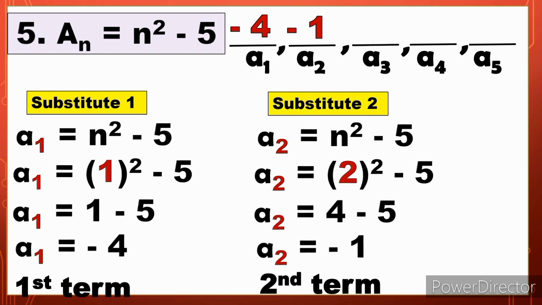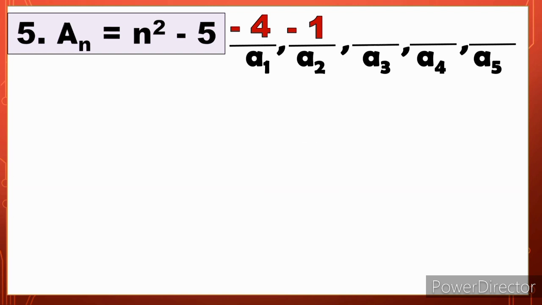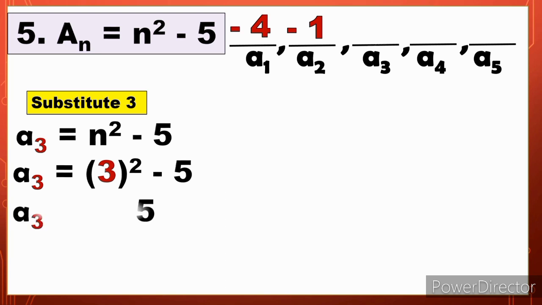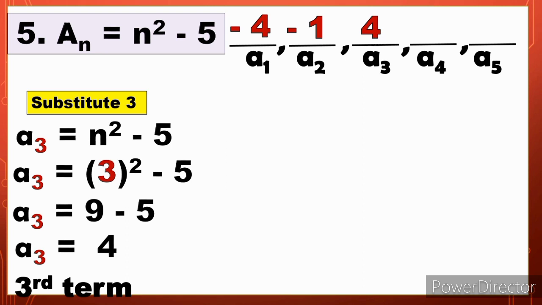Okay, next, to find the third term or a sub 3, so, isa-substitute natin ang 3 doon sa n. Okay? So, a sub 3 equals n squared minus 5. Then, palitan natin yung n ng 3. So, a sub 3 equals 3 squared minus 5. So, simplify 3 squared. So, 3 times 3 is 9. So, a sub 3 equals 9 minus 5. 9 minus 5 is 4. So, therefore, we have a sub 3 equals 4. And that is our third term. The third term is 4.